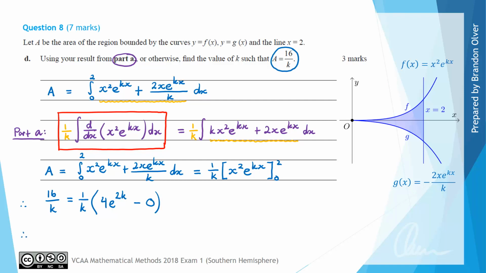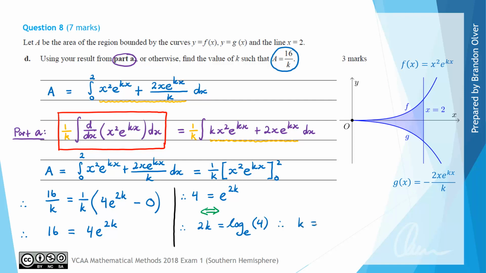And now multiplying both sides by k, we just get 16 is equal to 4e to the power of 2k. And now dividing both sides of that equation by 4, we get 4 is equal to e to the power of 2k. So to find the value of k, we're going to need to write this as an equivalent log statement. So therefore we find that 2k is equal to log e of 4. And now to get k by itself from there, we simply divide by 2. So we get k is equal to 1/2 log e of 4. So that is the answer to part D of this question.